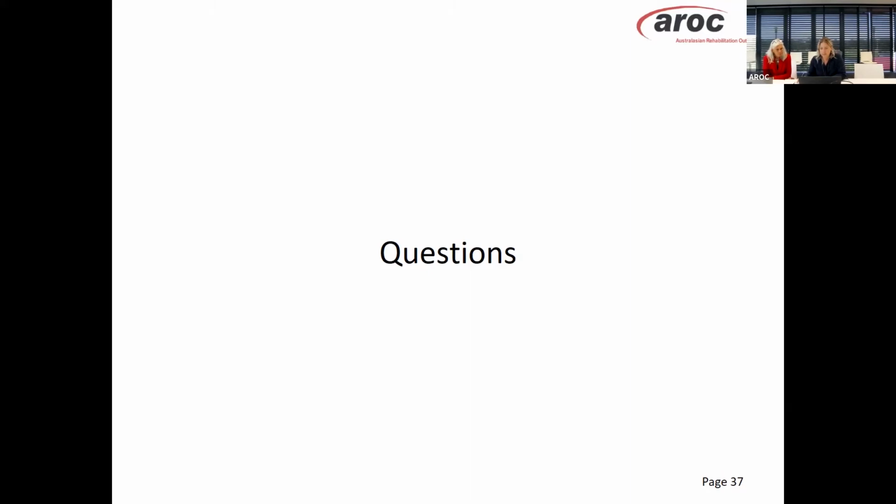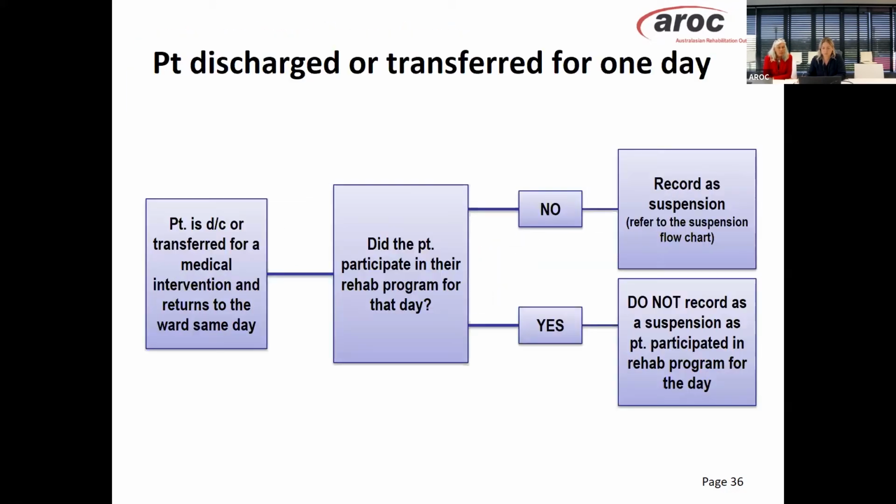You mentioned medical treatment / procedure. What about going to another facility for an MRI? Yes, that happens if you're at a rehab facility that doesn't have access to an MRI and the patient has to go back for an MRI. If you've got it organised so they do their therapy in the morning and have their MRI in the afternoon, then it's not a suspension. If you can't do that and they have to go off for their MRI and miss their rehab program for that day, then it is a suspension.